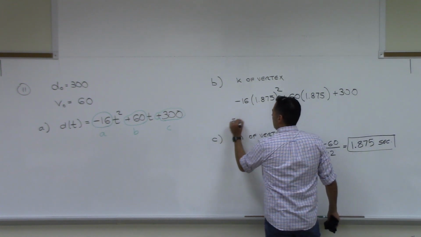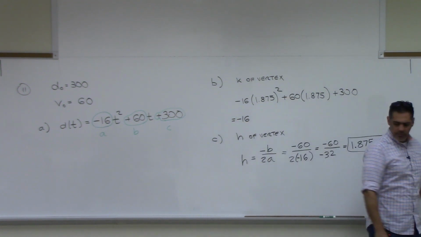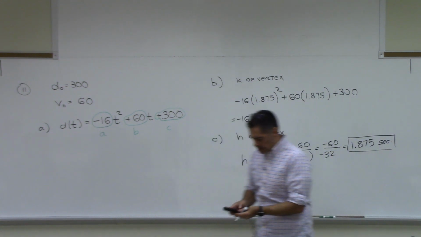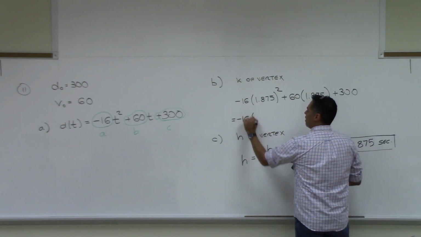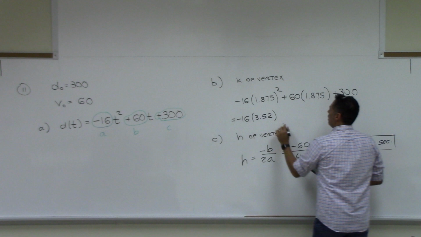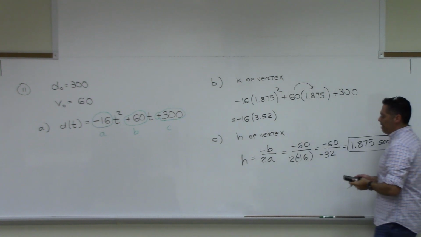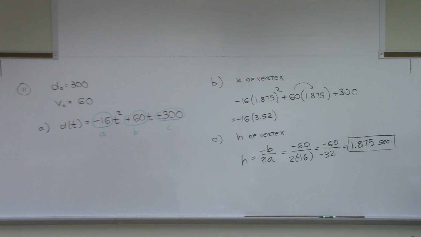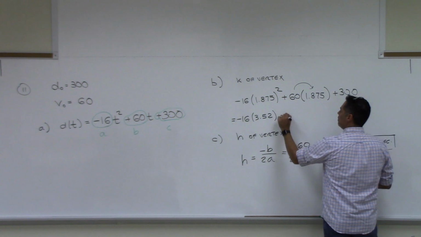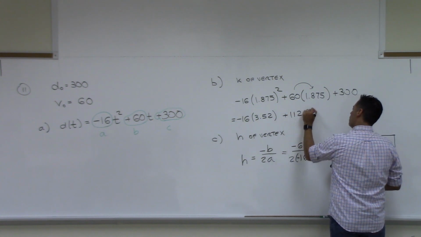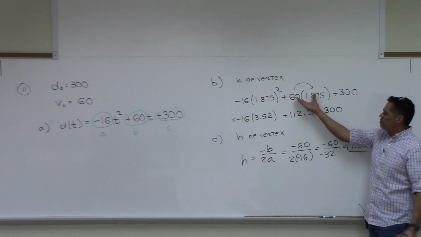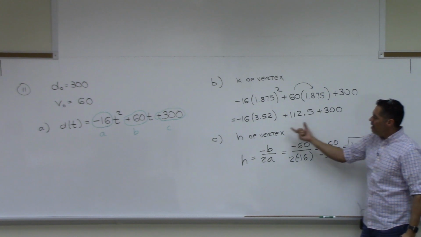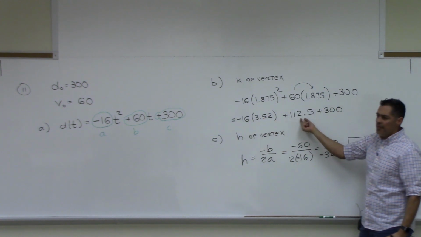So this will be negative 16. On my calculator, I take the 1.875 and I square it. 3.52, let's say. So this becomes 3.52. And then these, I can go ahead and multiply that right now. $112.5. 112.5 plus 300. I went ahead and just multiplied these right now. My next line, I'm going to multiply these two together, then I'll add that, then add the 300.